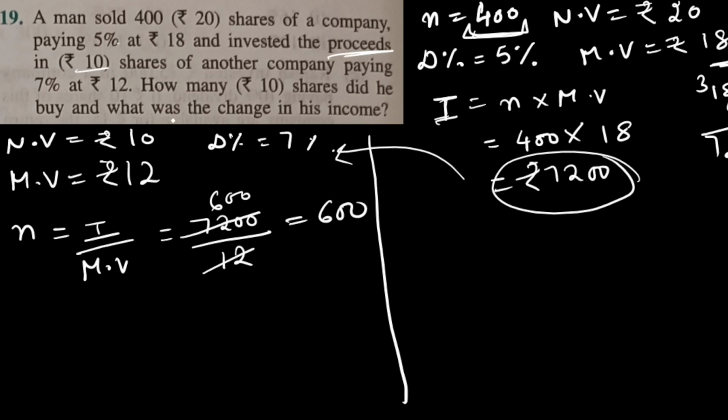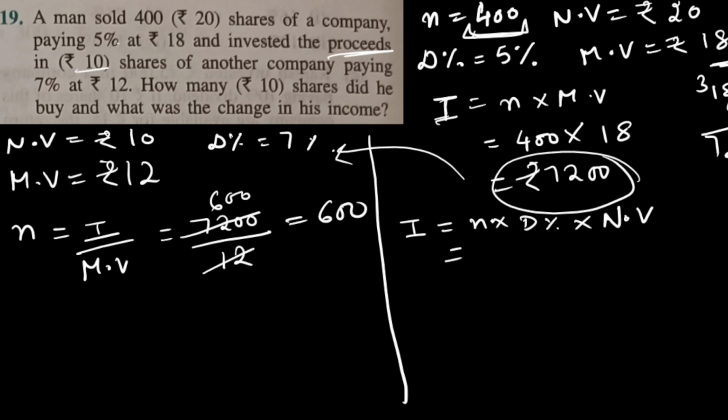And again, what we have to find, what is the change in his income? See, change in his income we found in the previous question also. So that means for both the questions, both the parts, we have to find income. Then their subtraction we can do. So how to find income? Income's formula means dividend's formula. We have to use dividend is equal to number of shares into dividend percent into nominal value.